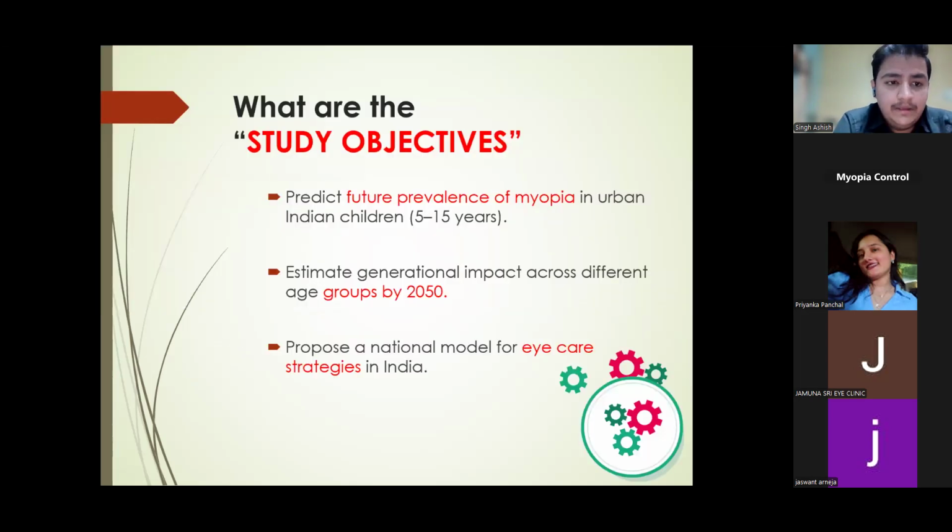Okay, let's start with the study objectives. The study objectives include predicting the future prevalence of myopia, specifically for children 5 to 15 years; estimating the generational impact across different age groups by 2050; and proposing a national model for eye care strategies in India. These are the three study objectives on which this is based.